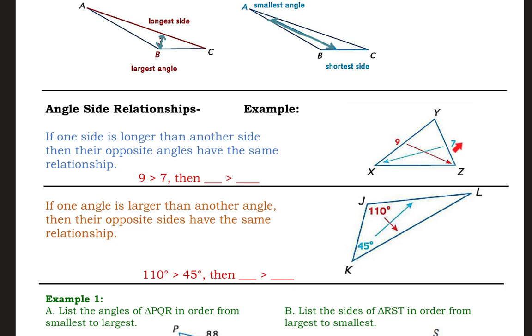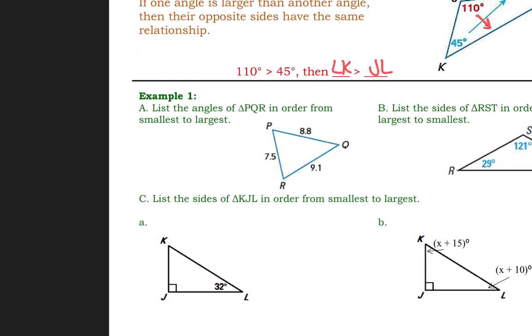Can we say 9 is greater than 7? Okay, then the angle across 9, which is Z, should be bigger than the angle across 7, which is X. So if 9 is greater than 7, then angle Z should be greater than angle X. All right, and then same thing if I was to go in reverse, the converse of it would just be the opposite. So if angle 110 is greater than 45, then the side across the 110, which is L to K, should be greater than what side? J to L.